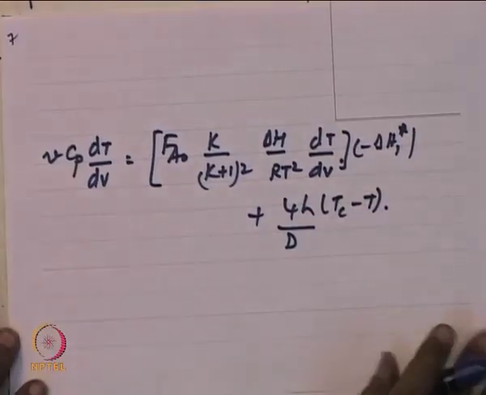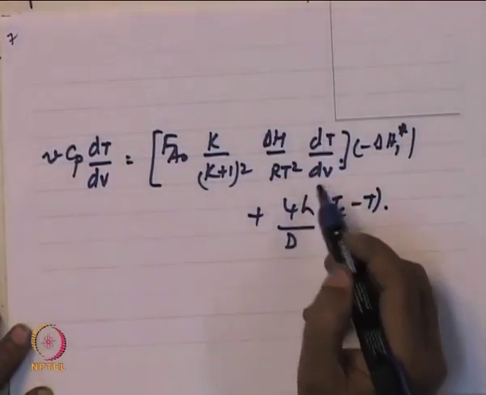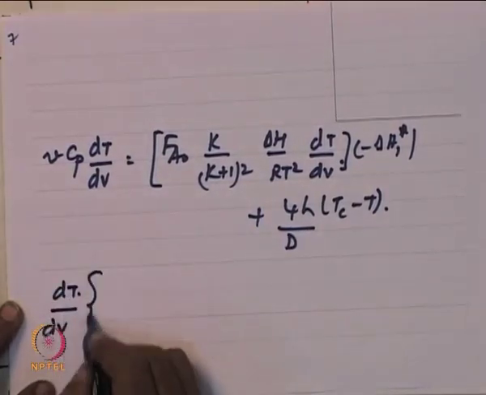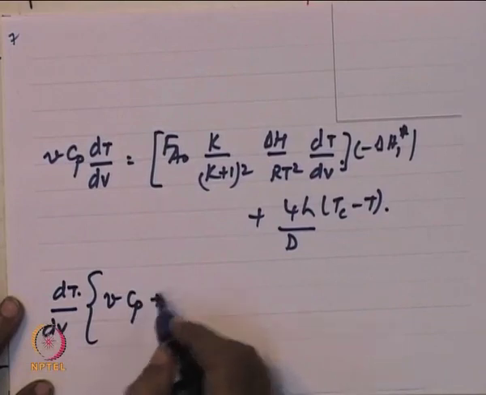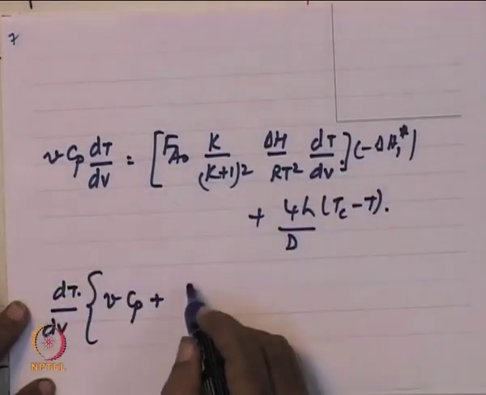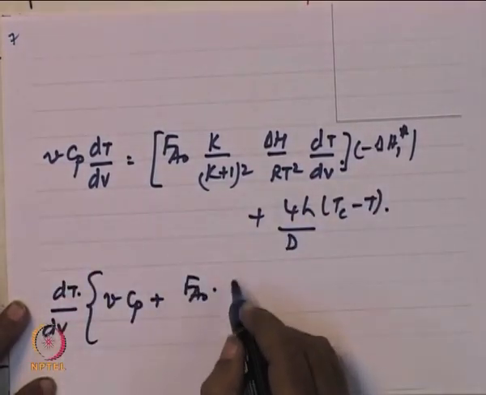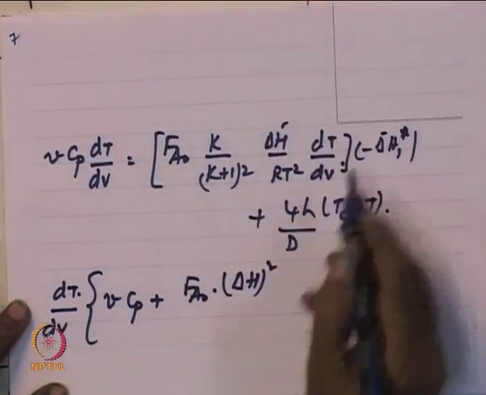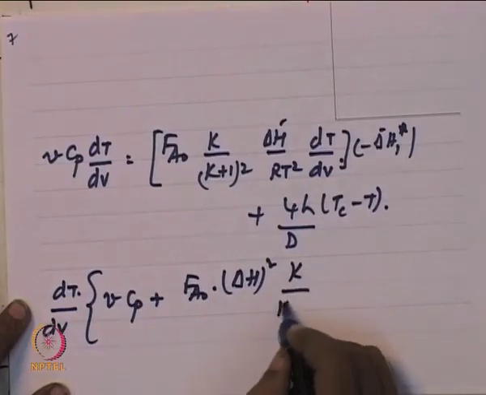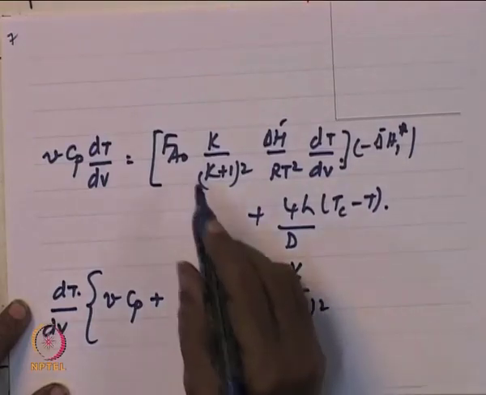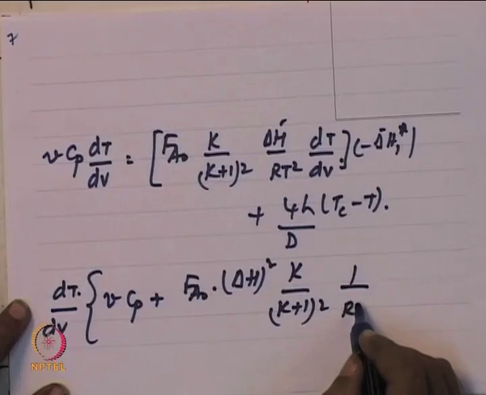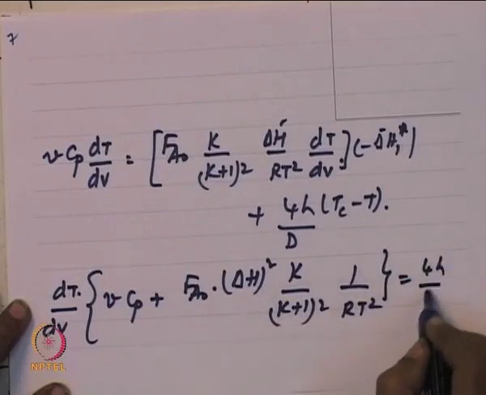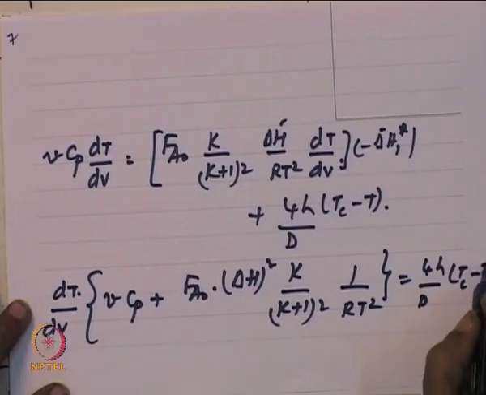Now, notice here that this is dT/dV and this is also dT/dV. Therefore, we can take dT/dV common. You get V C P; I will put a plus sign because it goes to the other side. F A0, delta H squared, then k by k plus 1 whole squared, times 1 by R T squared. This is the term here, equal to 4H by dT c minus T.